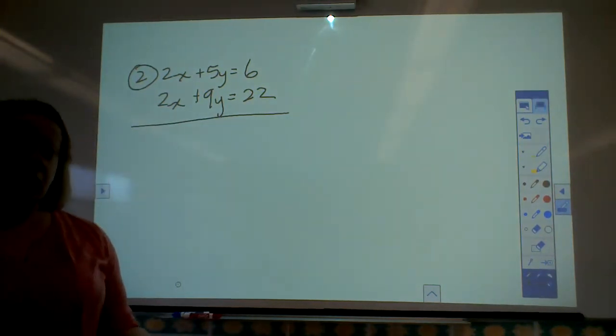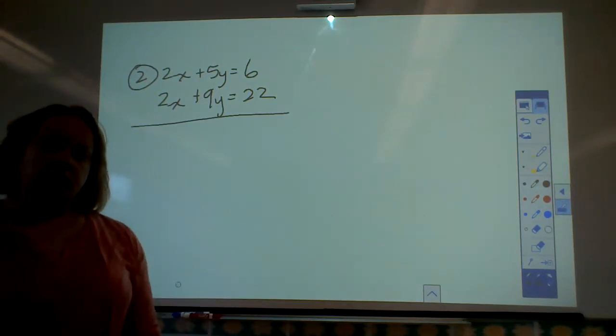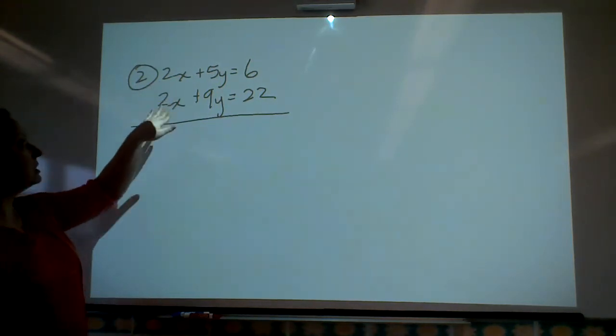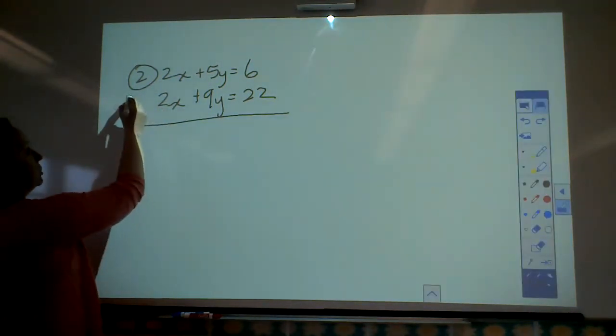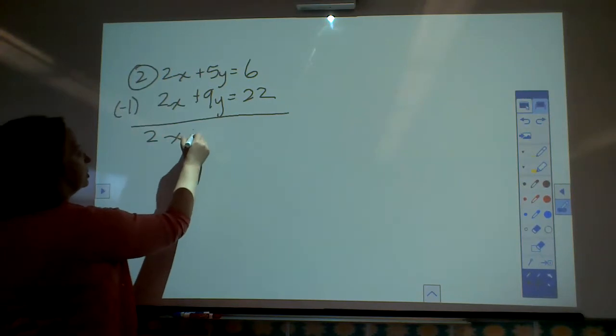Are there any opposite terms or terms you could potentially multiply a -1 through to get an opposite term? Well, yeah, of course, the 2's here. So I'm just going to multiply this by -1. So I recopy the first equation.